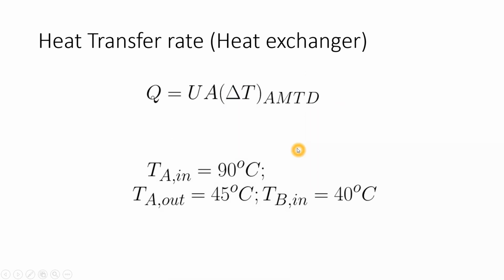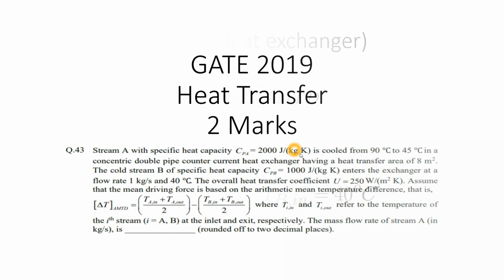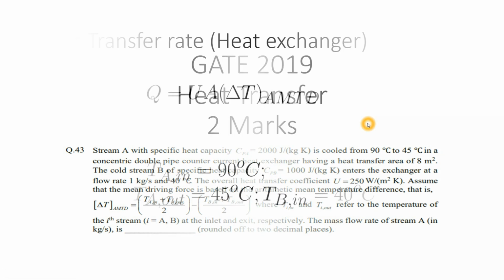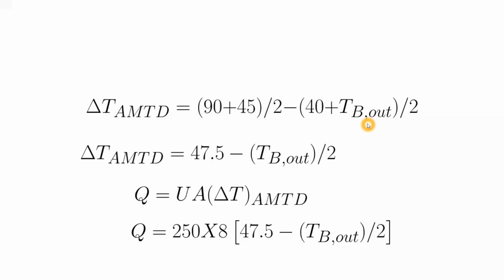They have given TA in, that is 90 degrees centigrade, TA out 45 degrees centigrade, and TB in 40 degrees centigrade. So we will put all these values in delta T AMTD. I have put these in degree centigrade only.